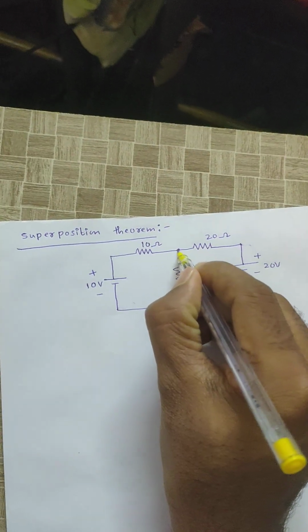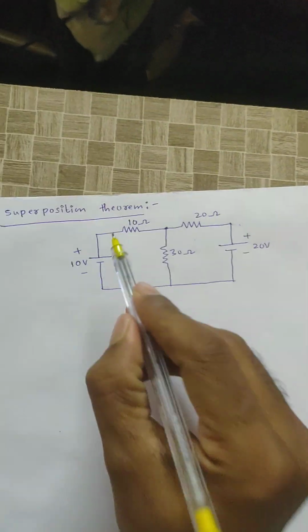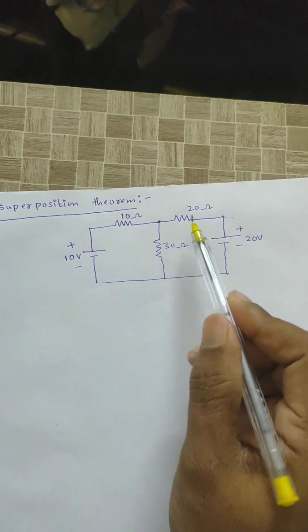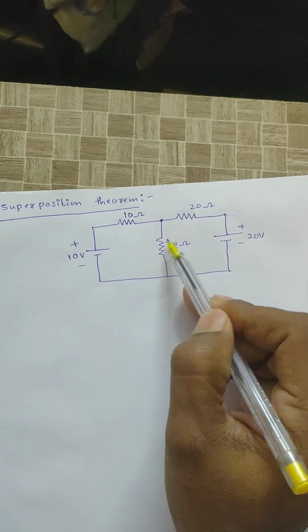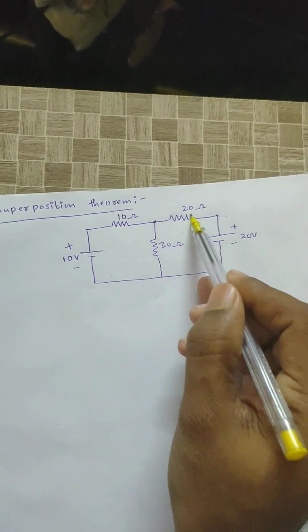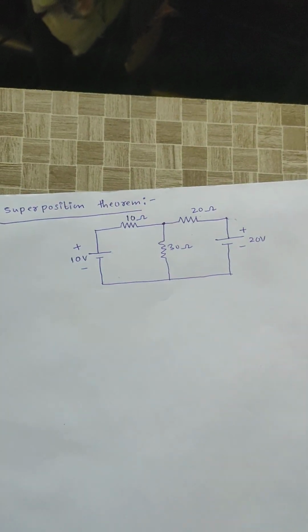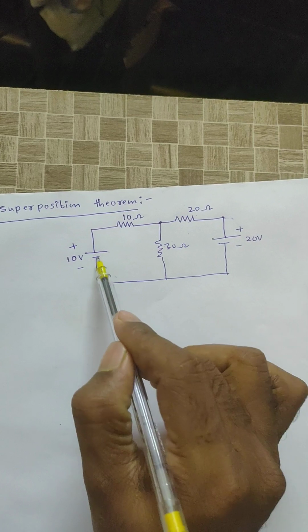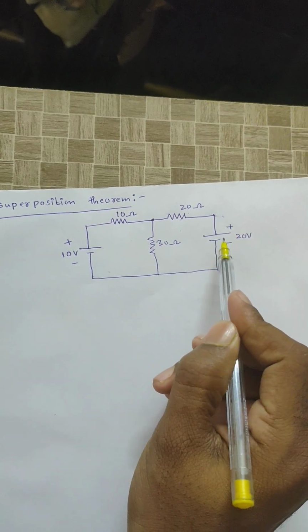The statement of the superposition theorem is: in any linear bilateral network. See here, the given circuit is a linear circuit, right? The elements used in this circuit are bilateral elements, right? So it is a linear as well as bilateral network consisting of two or more sources. See here, it has two sources, right?